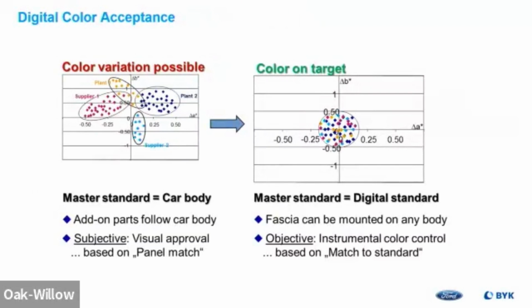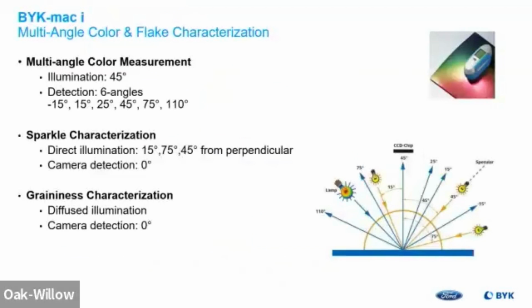So digital standards, this is why they're so important. In the beginning, you see on the left side, there's different variations between different part suppliers and plants. And if we go to digital standards, then everyone goes to the same center point. So it's much easier for suppliers to match, especially for different locations. The instrument measures the minus 15 through the 110. It also does sparkle characterization and graininess. So here's the geometry of the instrument, and again, it's directional illumination.